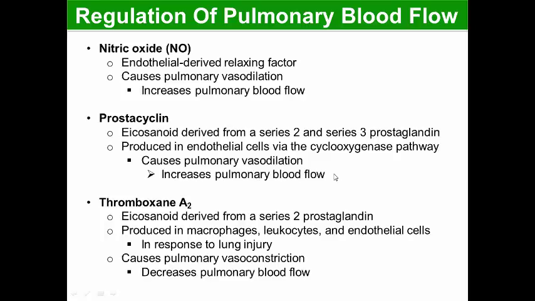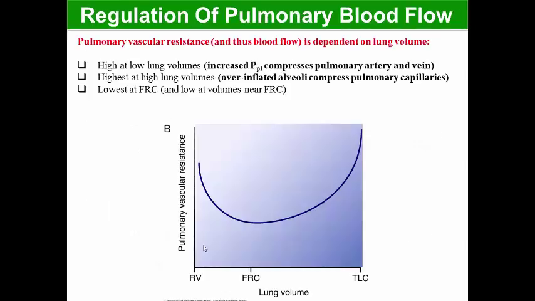On the other hand, thromboxane A2 is produced in the macrophages, leukocytes, and endothelial cells in response to lung injury, and it causes vasoconstriction and decreases pulmonary blood flow. Another thing which plays a role in the regulation of the pulmonary blood flow is the pulmonary vascular resistance.